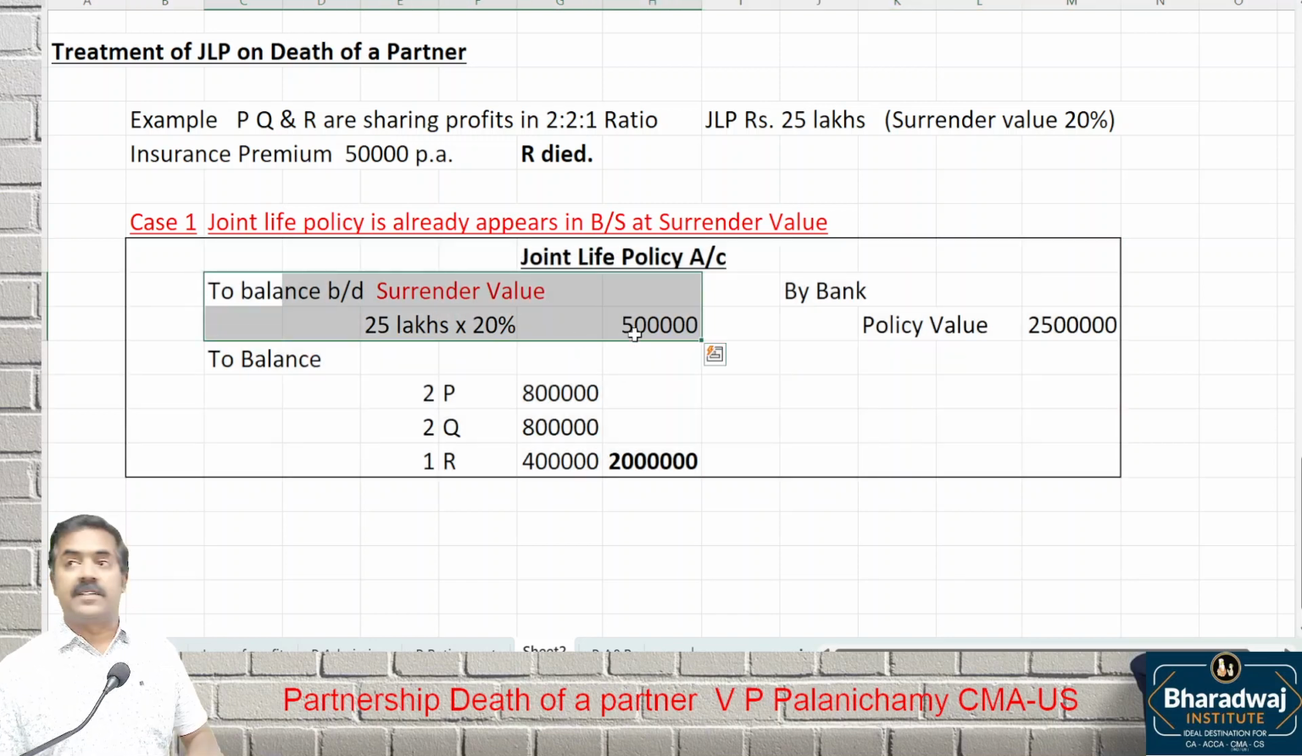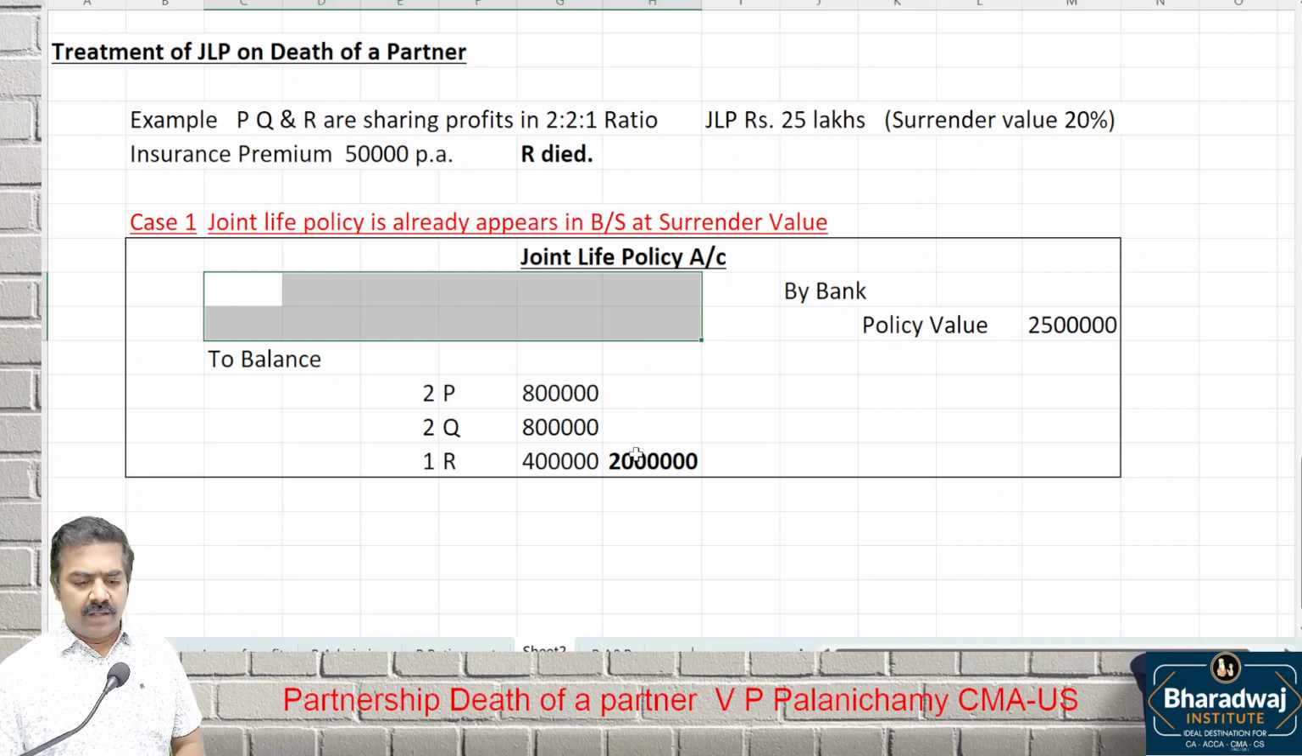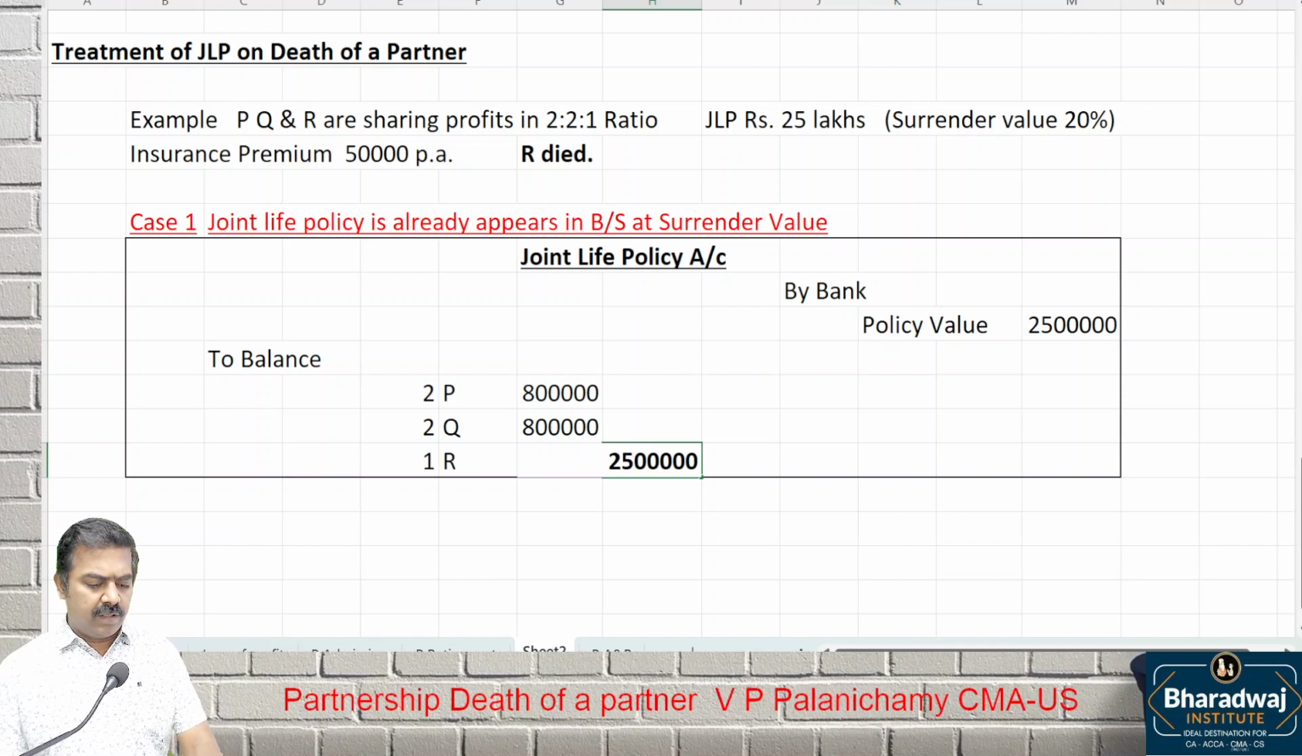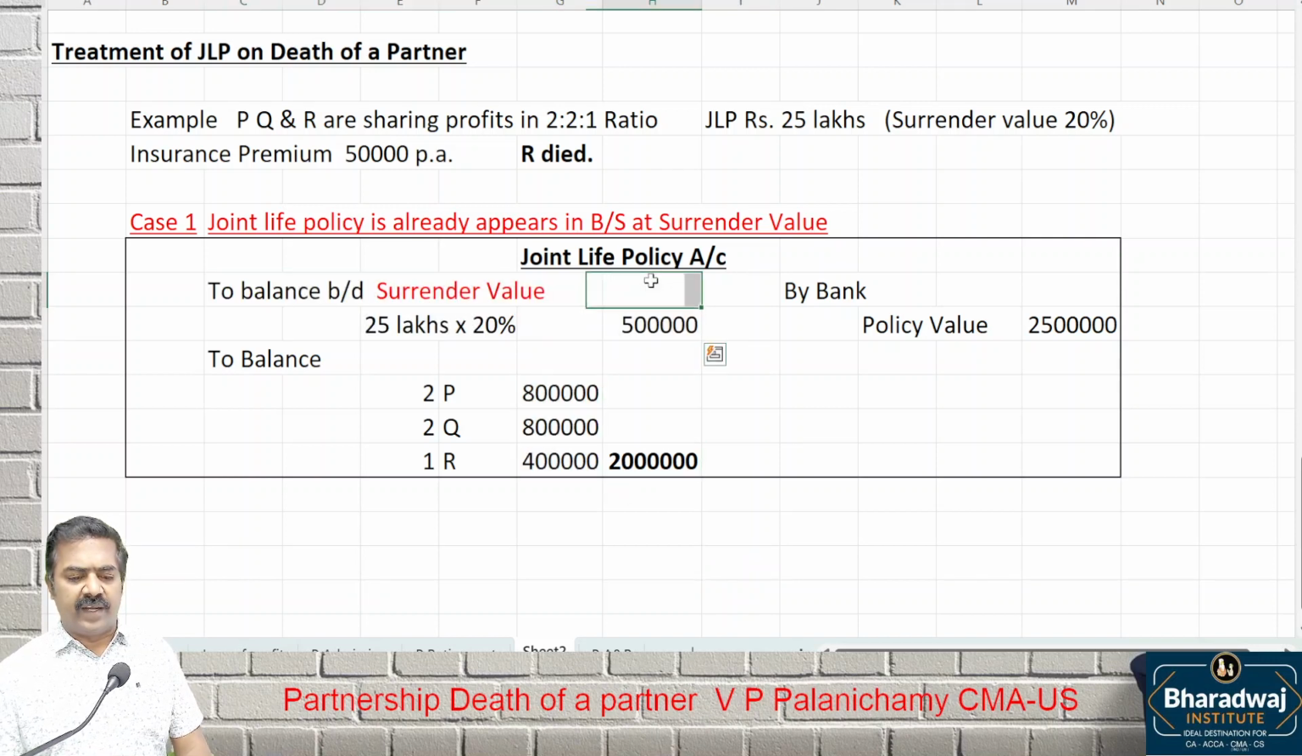Suppose the surrender value was not recorded in the balance sheet now. If this is not recorded, what would have happened? This would have become 25 lakhs. Then you would have transferred that in which ratio? 2:1 ratio. Since surrender value of 5 lakhs is already recorded, the 25 lakhs is the amount you will get from the insurance company. It is like profit on sale of the policy. All benefits will go to the partners in which ratio? Profit sharing ratio. Take it.